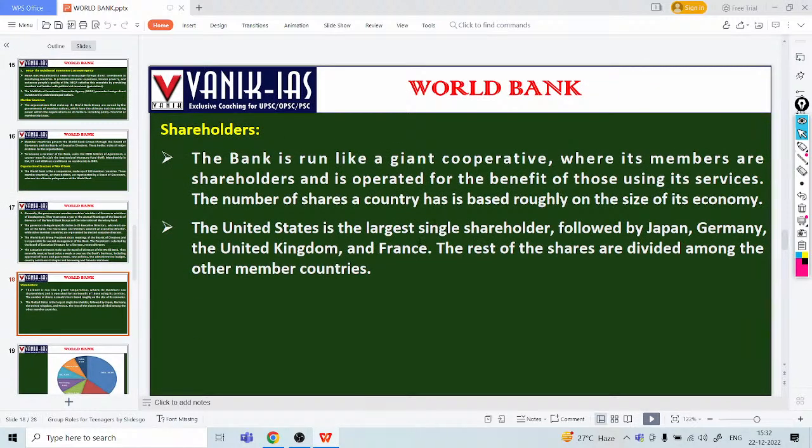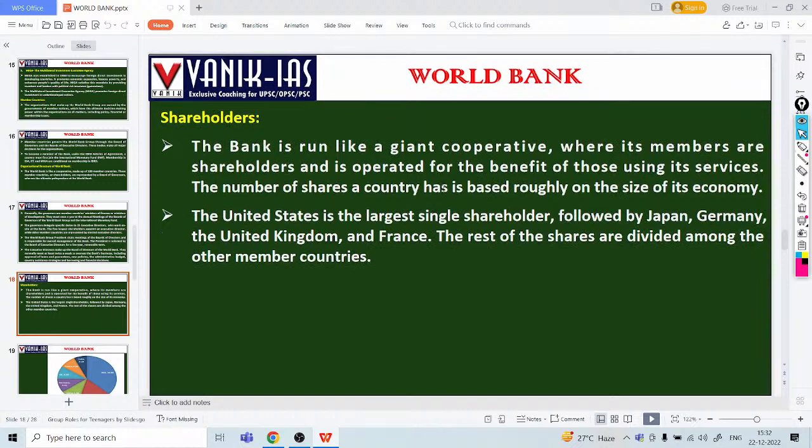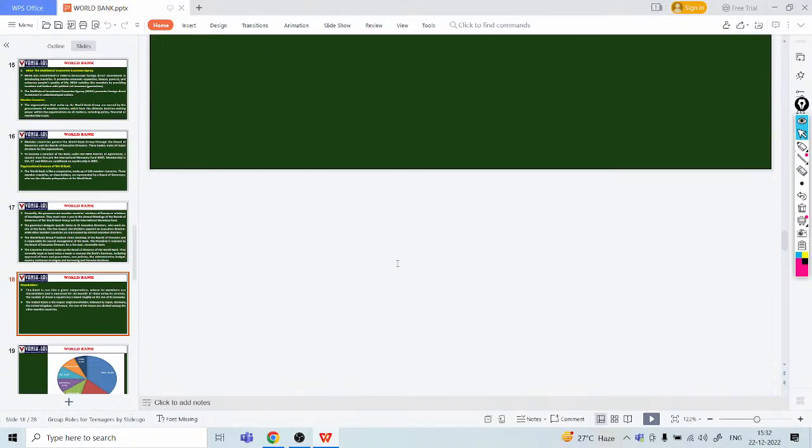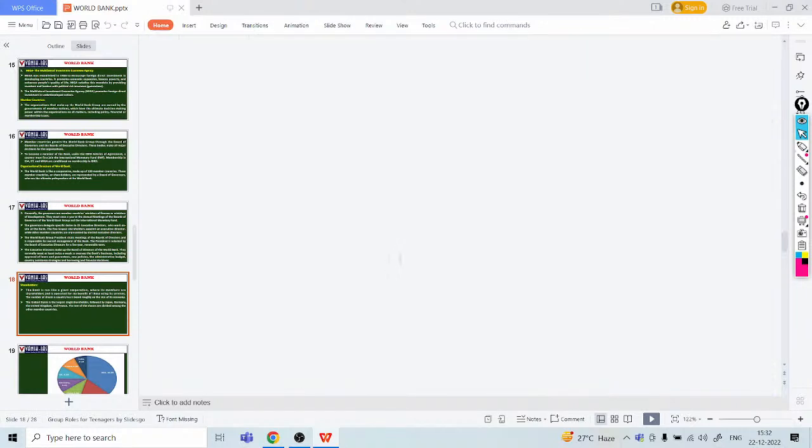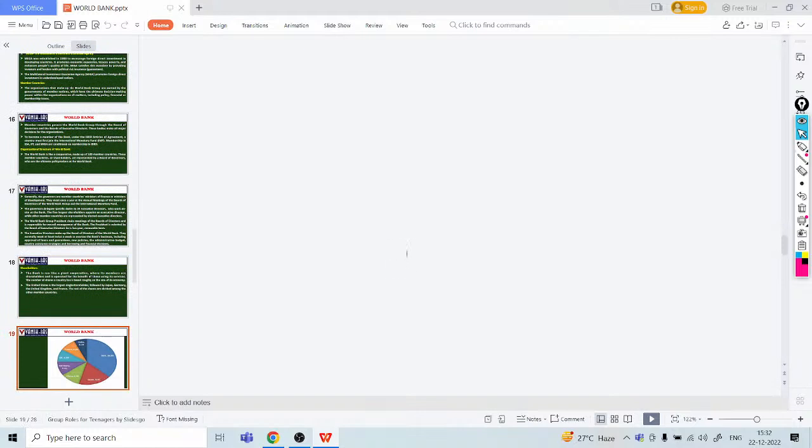The bank is run as a giant cooperative where the members are shareholders, and it is operated for the benefit of those using its services. The number of shares of a country is based roughly on the size of its economy. The United States is the largest single shareholder, followed by Japan, Germany, the United Kingdom and France. The rest of the shares are spread among the other member countries. Because they are the richest countries, they have major shares. The share of a country depends upon its economic condition.